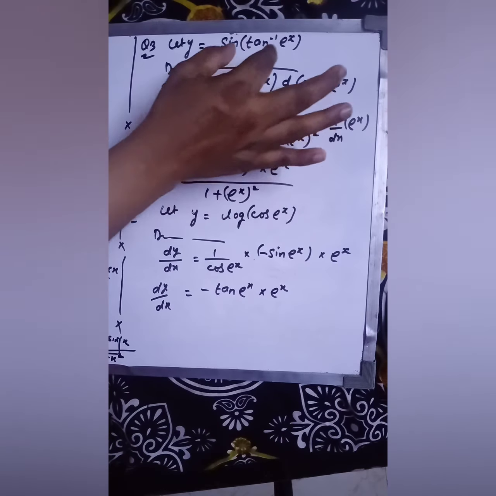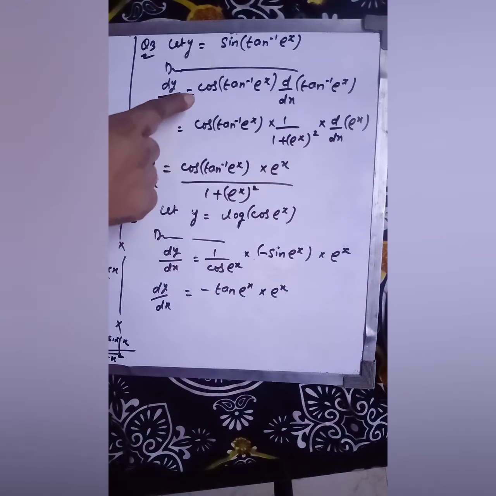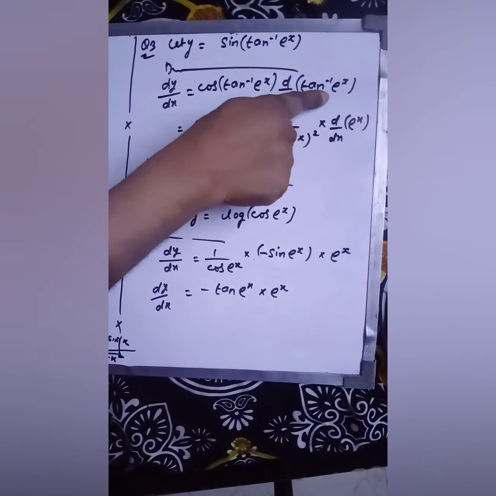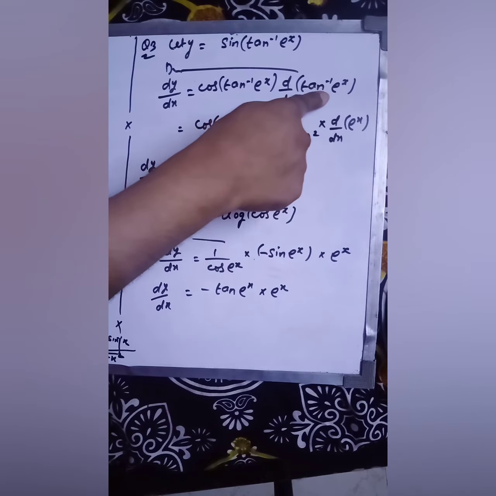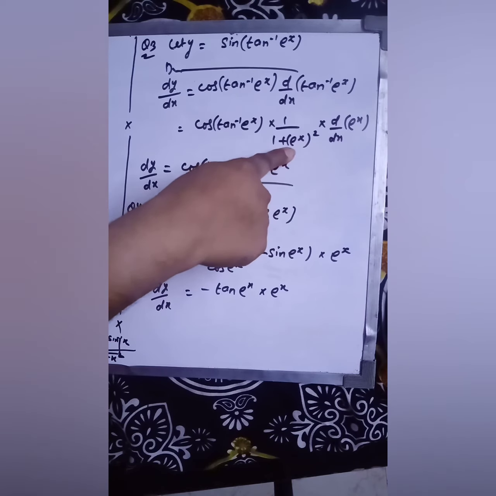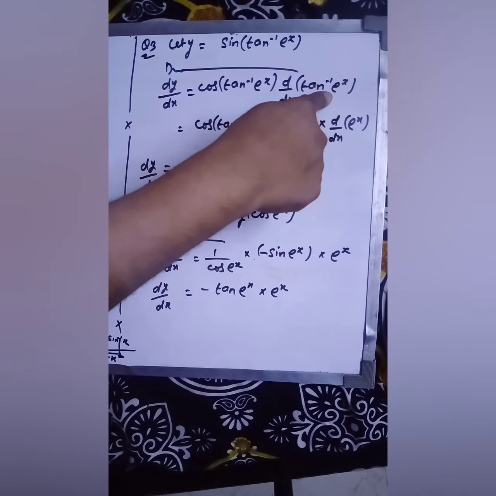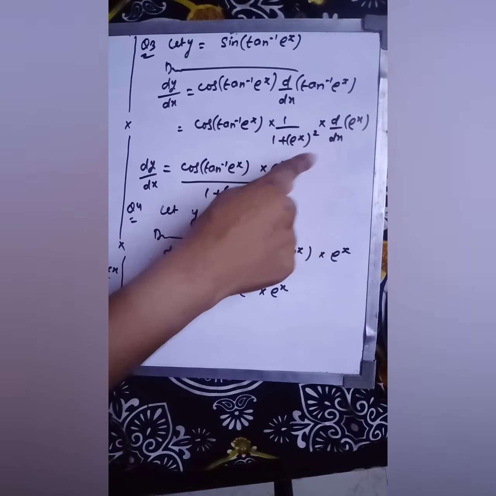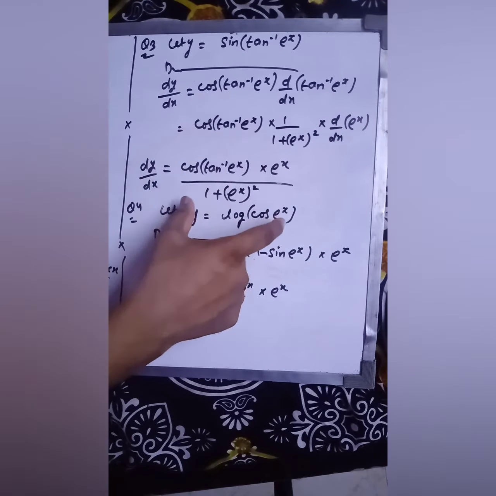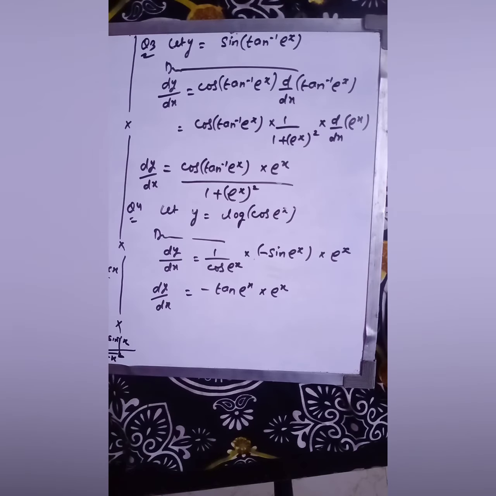Into the derivative of this, the derivative of tan inverse of e raised to power x we will write. In the next step, you have to copy this, and the derivative of tan inverse x is 1 upon 1 plus x square. So in place of x, I'm writing e raised to power x like this. This is the formula. Into the derivative of this angle, e raised to power x, the derivative of e raised to power x will remain e raised to power x. On combining, you will get this. So this is the final answer of question number 3.